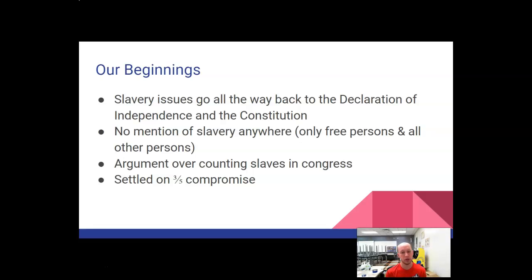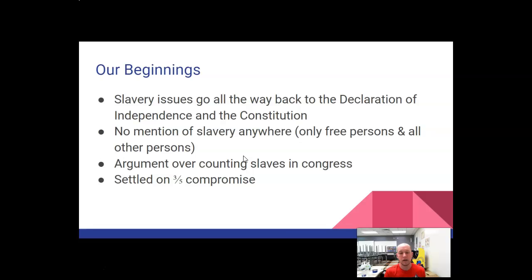And that is one thing that, as our country starts to divide, comes back into play: all men are created equal, except in this case, African Americans aren't viewed as all men. In fact, in the Declaration and in the Constitution, they use a lot of "only free persons" and "all other persons." They'll never say slaves. They'll come back to this "all other persons," but that is their way of getting around it.